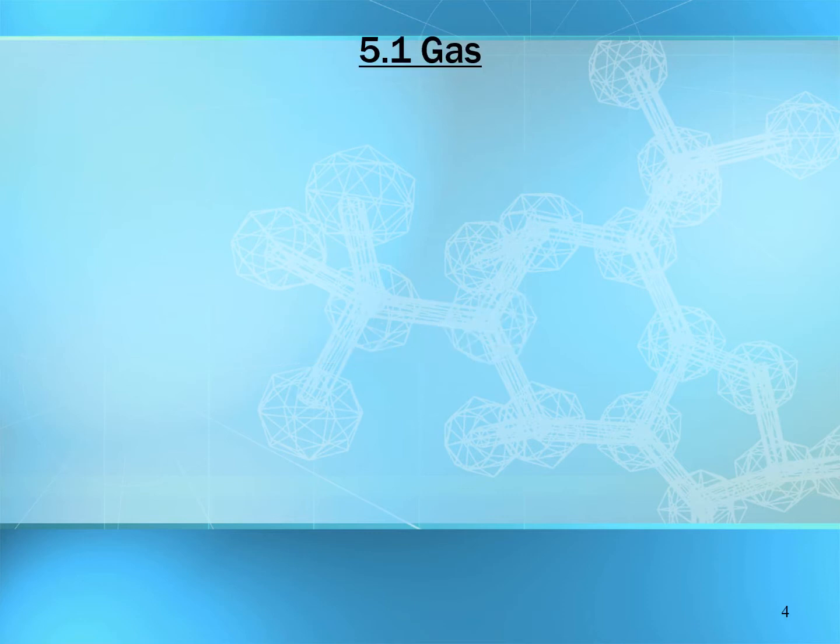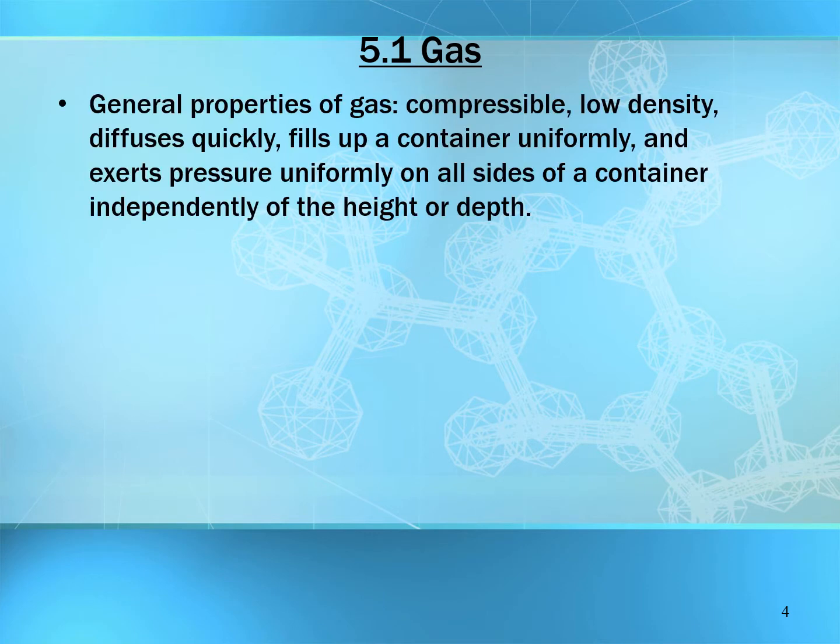5.1 Gas. General properties of gas: compressible, low density, diffuses quickly, fills up a container uniformly, and exerts pressure uniformly on all sides of a container independently of the height or depth.